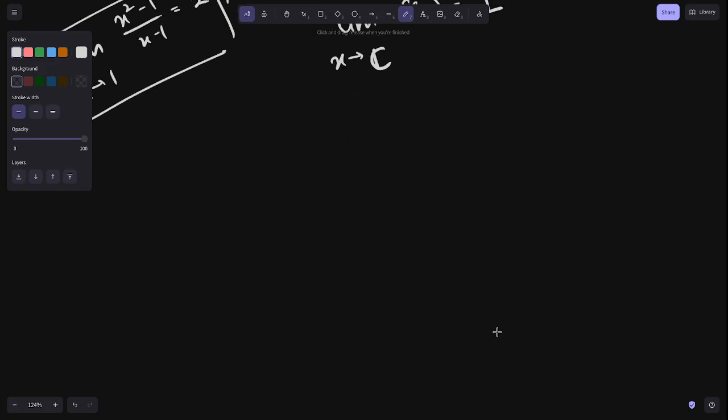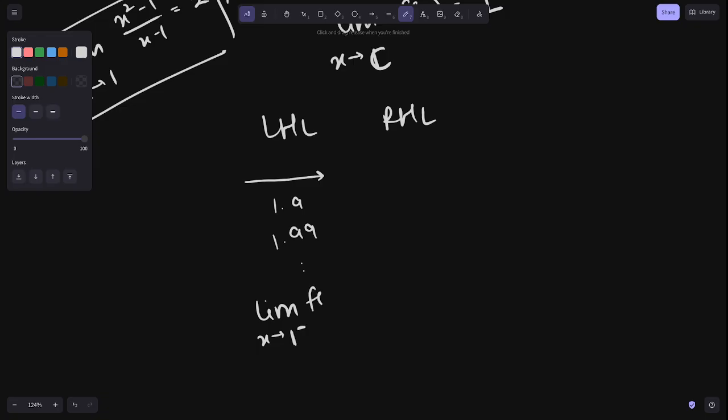Additionally there are two things called LHL and RHL, left hand limit and right hand limit. If you are approaching from the left hand side, meaning the values of 1.9, 1.99 and so on, this is called the left hand limit. So limit x tends to, in our case 1, and we represent this with a minus. Let me just check which one was minus and which one was plus. Yeah, this is the minus one, f of x.